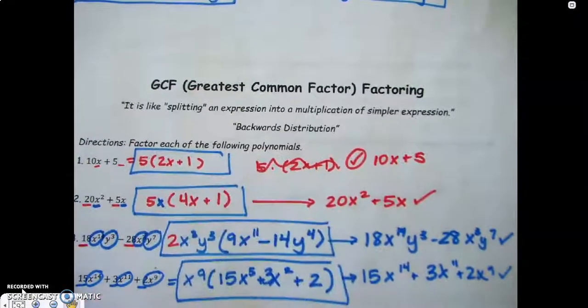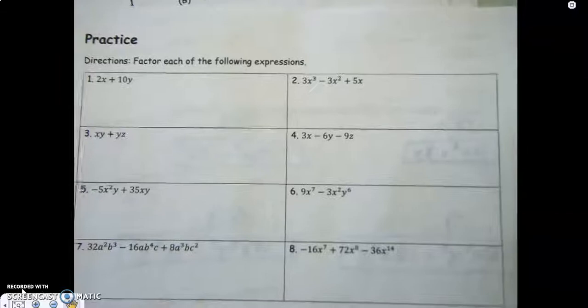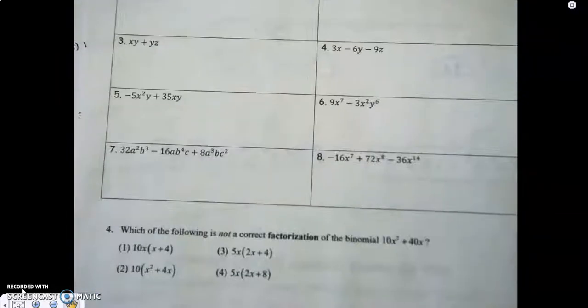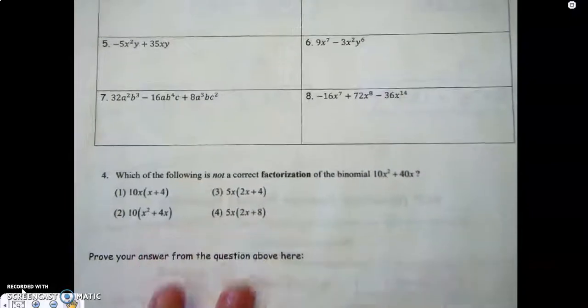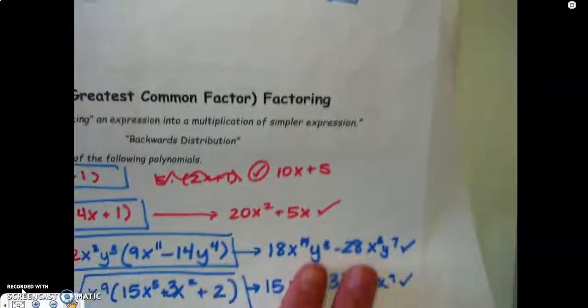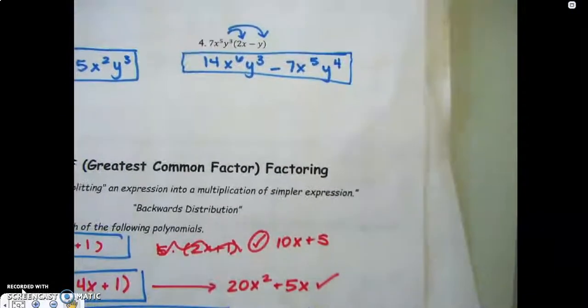So the practice is really just practicing those skills. If you look at the back, you're just determining the greatest common factor for all of these. And then there's just a multiple choice. Once you pick your answer, just prove that you're correct by checking it, just like we did here on the right side. If you have any questions, let me know.